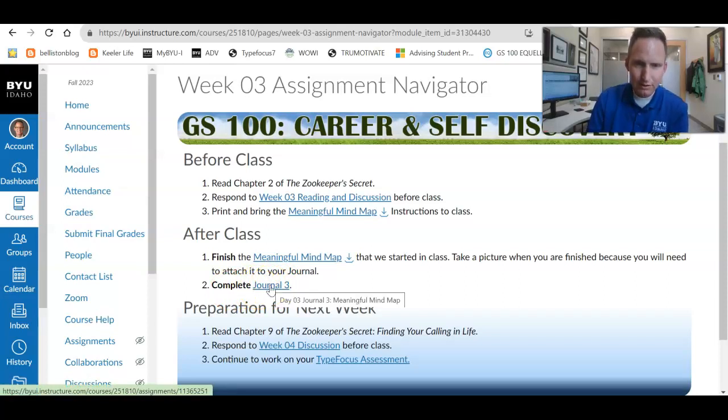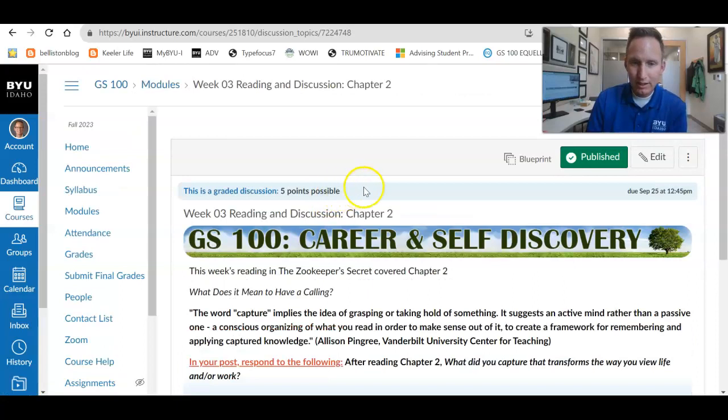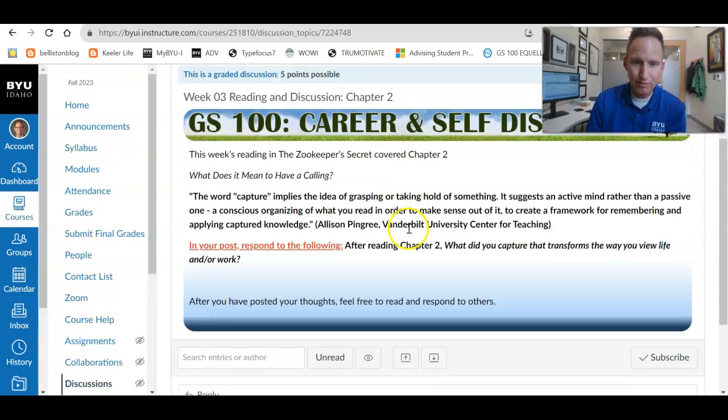So let's dive into what the discussion is. As they're preparing to come and learn, they've read chapter 2 and they've looked at this discussion post prompt. The word capture implies grasping or taking hold of something. So we're trying to ask them, what did they capture? What did they bring? What did they learn from chapter 2? And the prompt is, what did you capture that transforms the way you view life and or work?